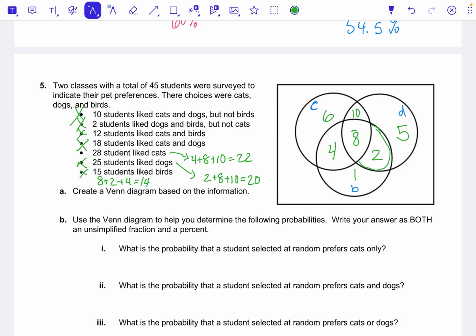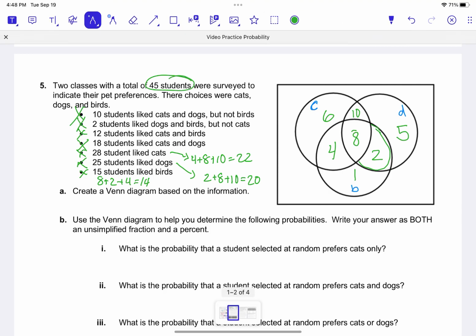Now, we need to go back and make sure that we have all of our students covered, because remember, there are 45 total students. You do this by adding up all the numbers we have here. So we have 6 plus 10 plus 5 plus 4 plus 8 plus 2 plus 1. So 16 plus 5 is 21, plus 4 is 25, plus 8 is 33, plus 2 is 35, plus 1 is 36. 45 minus 36 leaves us with 9 who don't like any of those types of pets. So we've created our Venn diagram. Now we're going to use our Venn diagram to answer some probability questions.